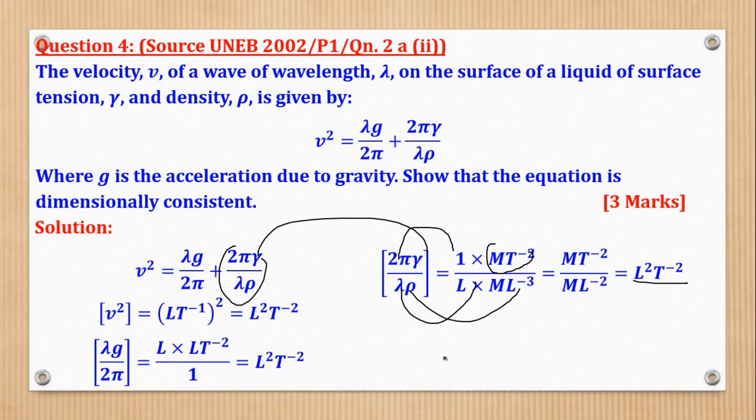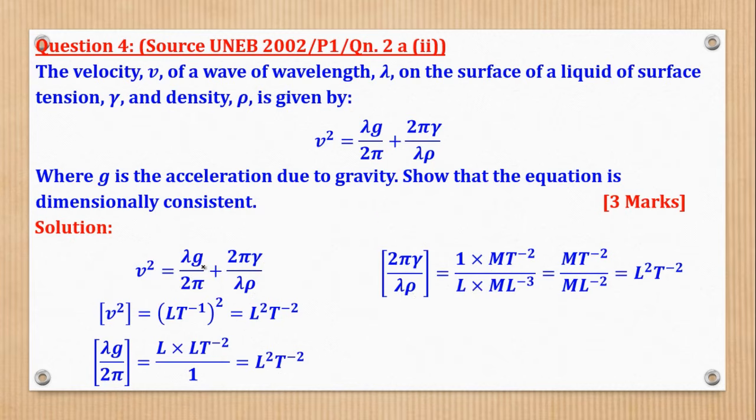So I think you realize that this dimension and this dimension and this dimension, all of them are equal. This, and this, meaning that it is dimensionally consistent. So previously we have been using left hand side equal to right hand side, but now in this case, as long as there is a plus, it means that these two must have the same dimension.